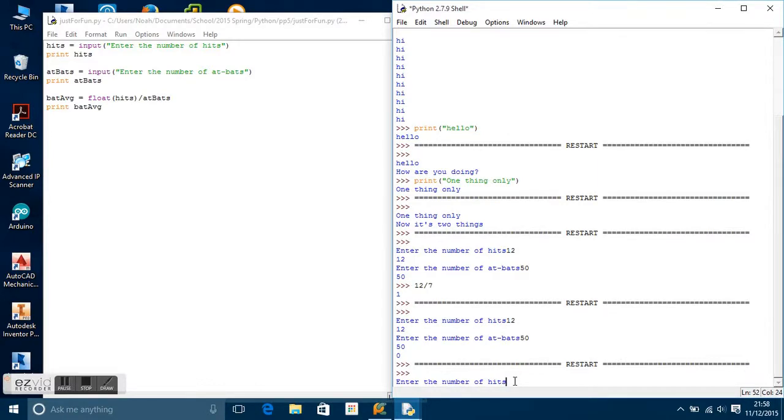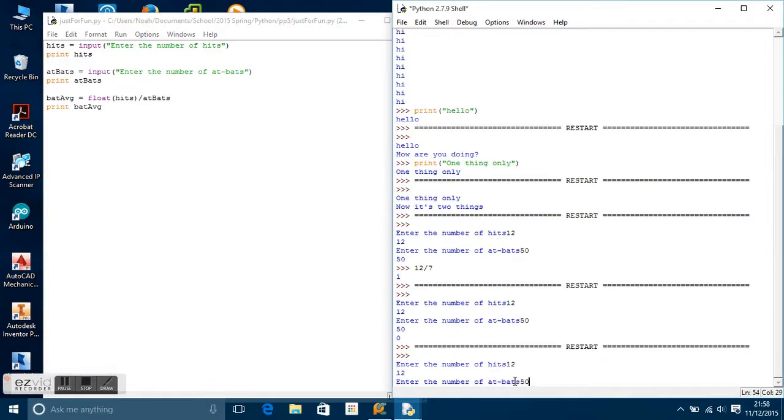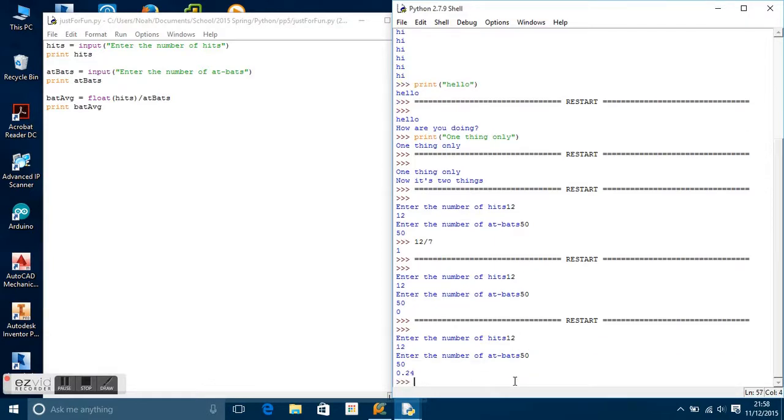So here we have, let's do 12 and 50. Now it gives a 0.24 batting average. Now that makes so much more sense.